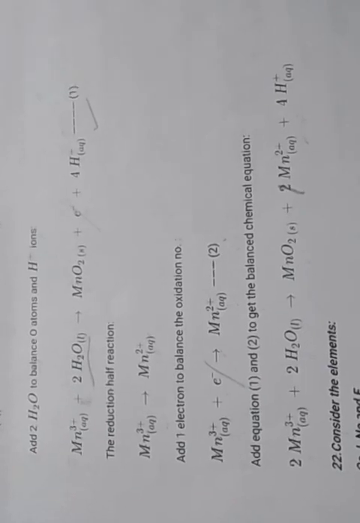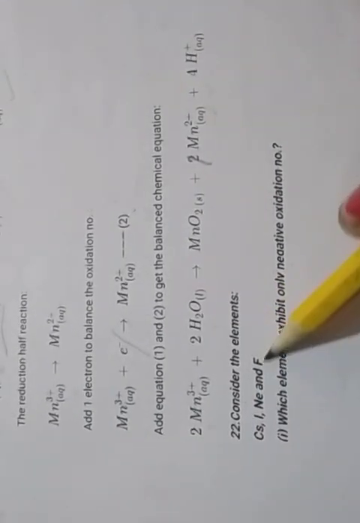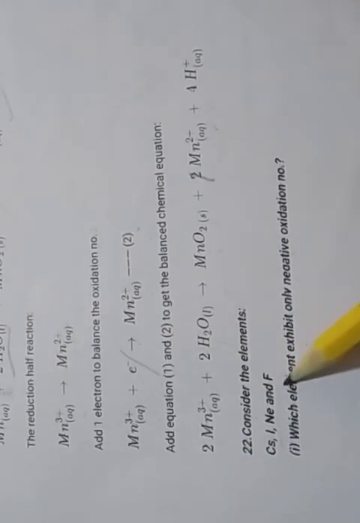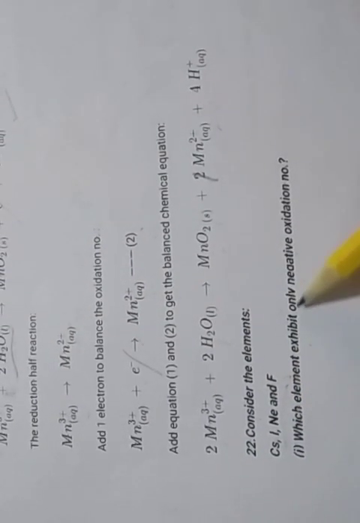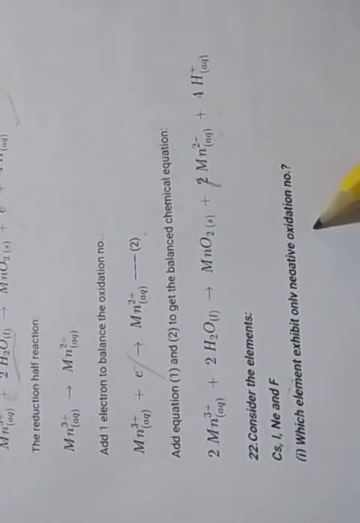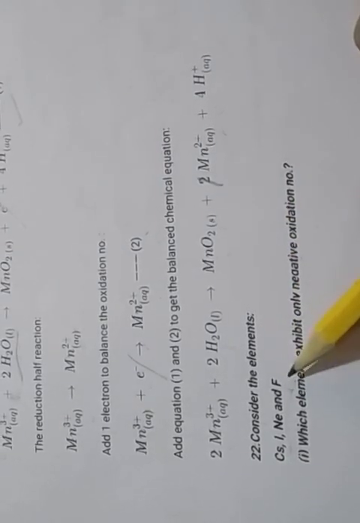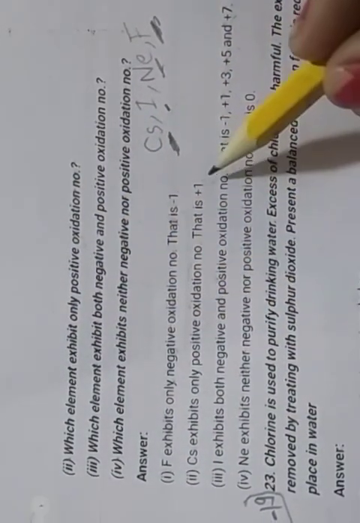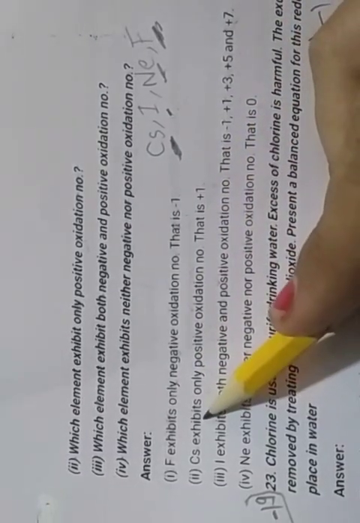Got it? Then next, consider the elements cesium, iodine, neon and fluorine, 4 elements given. Which element exhibits only negative oxidation number? You already know about fluorine: fluorine exhibits only negative oxidation number, that is -1. Then second, which element exhibits only positive oxidation number? Positive, that means +1, cesium only.